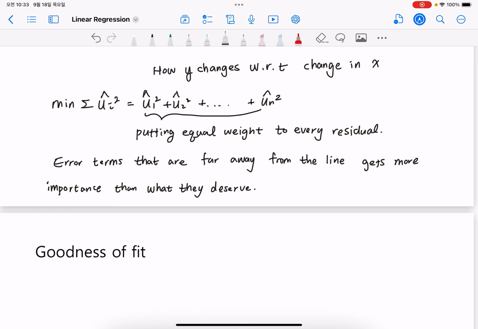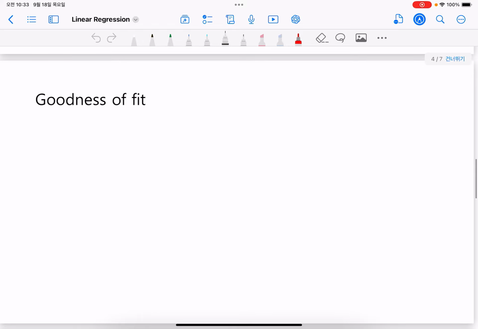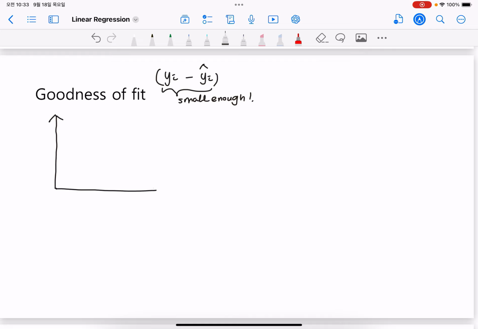Now let's move on to the goodness of fit. Goodness of fit is about whether the difference between the actual value y and the predicted value y hat is small enough, right? This should be small enough. For that, we use what's called the R-squared. Let me discuss what that is, again using the scatter graph.